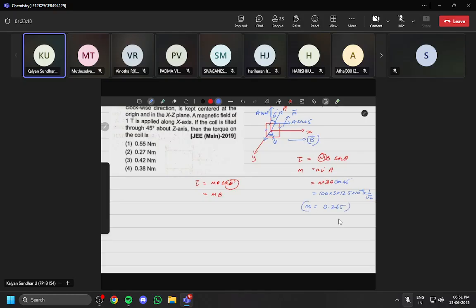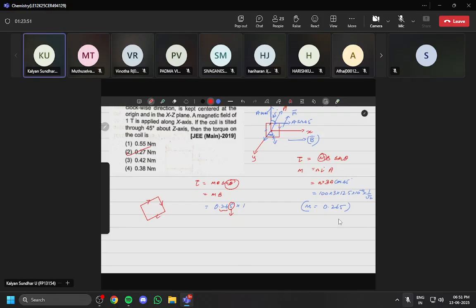This is M oda value. Now substitute it here. 0.265 into 1. So if you round it off to two significant digits, it will be approximately 0.27 Newton meter. Right? M vector, A vector ரெண்டும் தான் பார்க்கணும். M vector, A vector எவ்வளவு மேக் பண்ணுதோ அதே தான் M vector மேக் பண்ண போகுது. Same thing. Right?